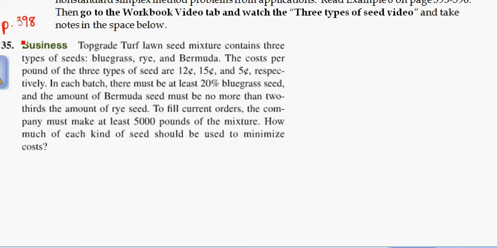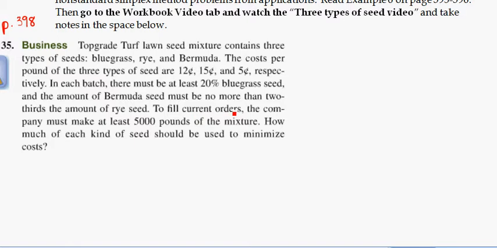Okay, in this video we're going to do a problem from the e-textbook, page 398, and this is what it is. Top grade turf lawn seed mixture contains 3 types of seeds: bluegrass, rye, and Bermuda. The cost per pound of the 3 types of seed are 12 cents, 15 cents, and 5 cents respectively. In each batch there must be at least 20% bluegrass seed, and the amount of Bermuda seed must be no more than 2/3 the amount of rye seed.